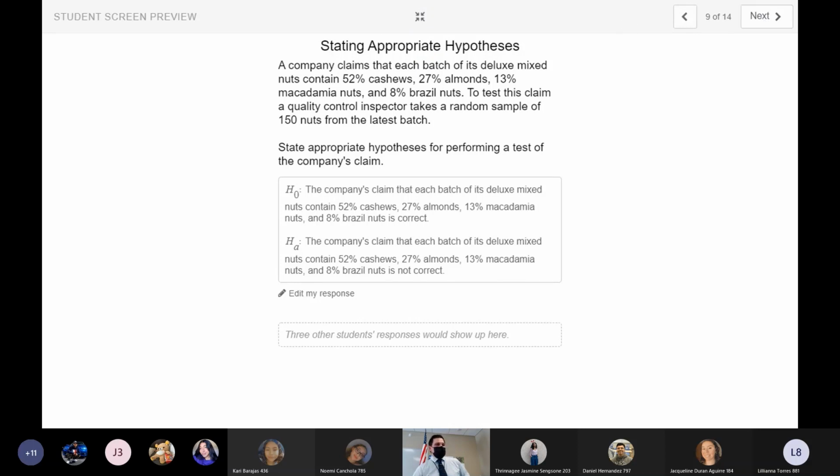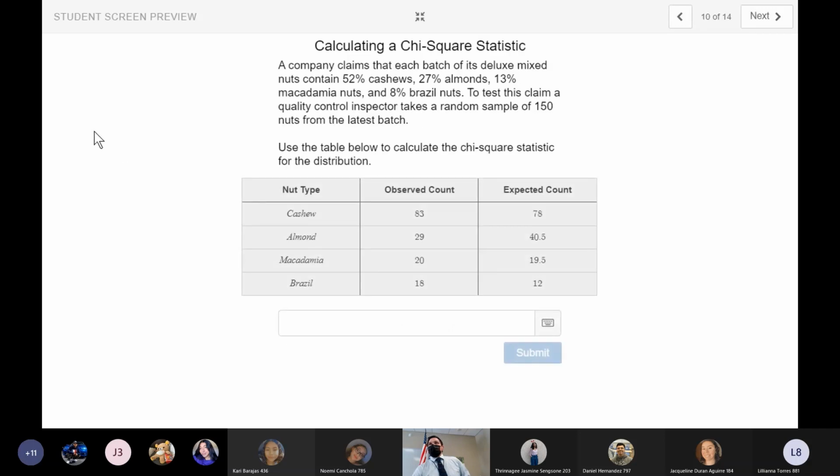We're going to go to the next piece. So we've gotten our hypotheses. Right? We know our observed and expected counts. We need our chi-square statistic. All right, so we're going to use this table below. It's already populated with our observed versus expected counts for each category to calculate the chi-square statistic for the distribution.